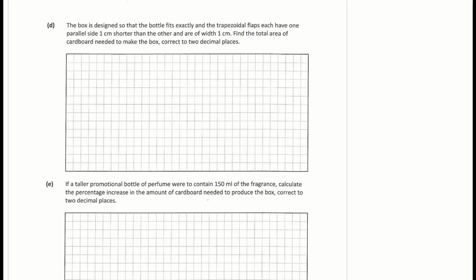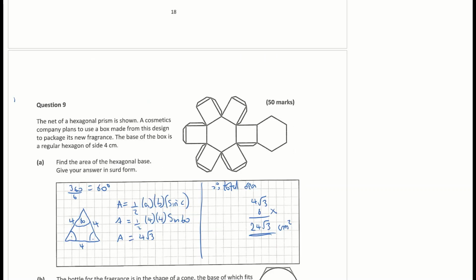Part D, the box is designed so that the bottle fits exactly and the trapezoidal flaps each have one parallel side, 1 centimeter shorter than the other and are of width 1 centimeter. Find the total area of the cardboard needed to make the box correct at 2 decimal points. Okay, so let's scroll back up and break our shape up into many different areas.